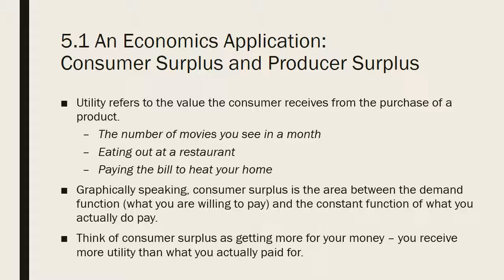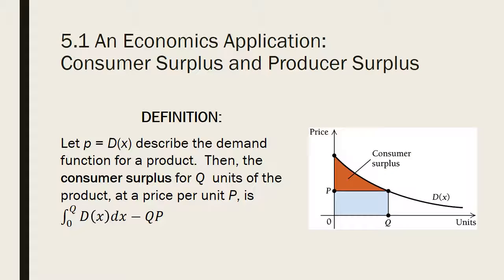And that's what we're talking about. This is a visual description of it. You see the demand curve. That's what you're willing to pay. And then you see the horizontal line there, P. That's what you're actually paying. And Q is how much you're getting, like how many movies or how many units you're buying. The area in between is your consumer surplus.